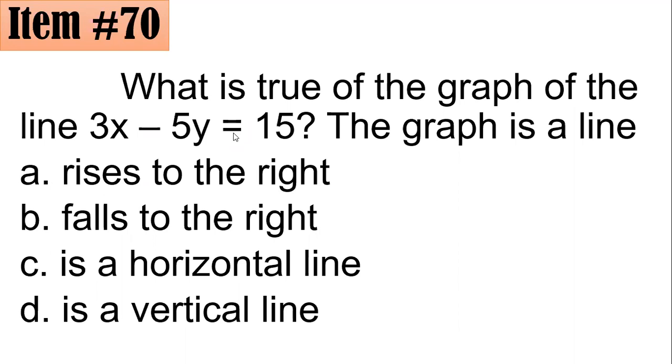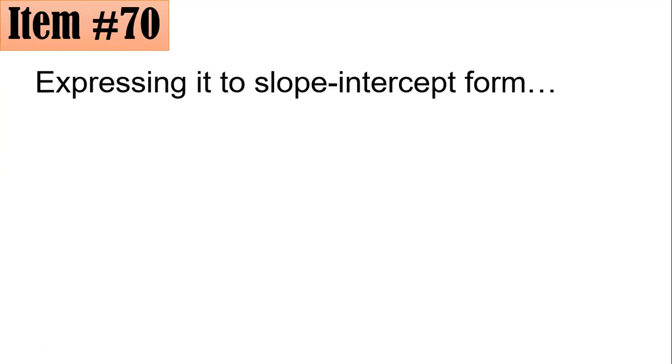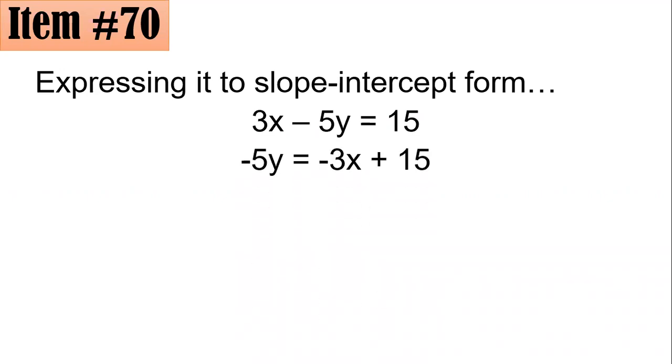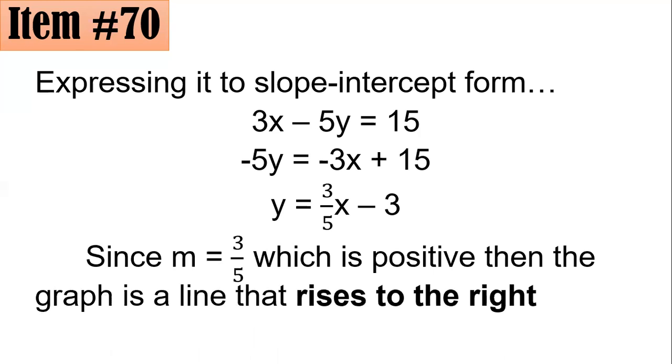To determine if a line rises or falls to the right, of course, we have to solve for the slope. So we could actually express this in slope-intercept form po, or you could just simply solve for the slope. So with this, we will express y in terms of x. Subtracting both sides by 3x gives negative 5y equals negative 3x plus 15. Dividing both sides by negative 5, we get y equals 3/5 x minus 3. And take note, yung slope po natin ay positive, di po ba? Since your slope is positive, then the graph is a line that rises to the right. Hence, letter A po yung ating tamang sagot.